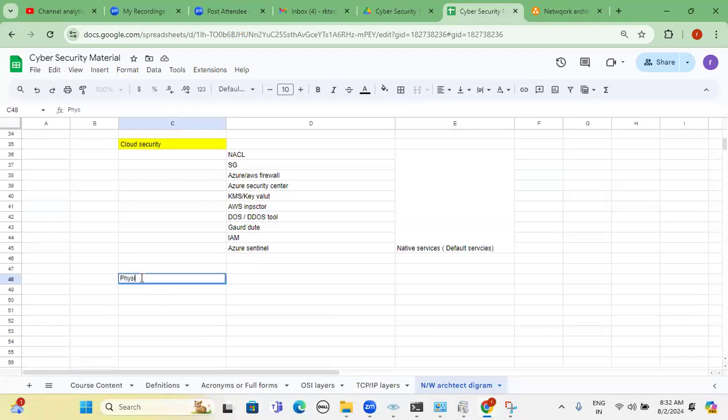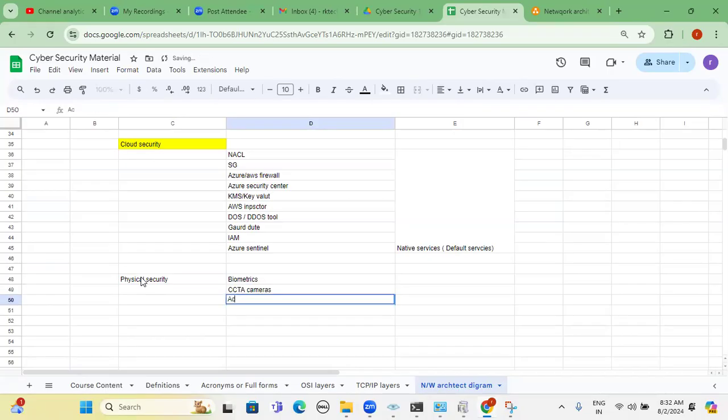Next one, physical security, you know this one already. Biometrics, CCTV cameras, access cards. Fingerprints and everything will fall under physical security.